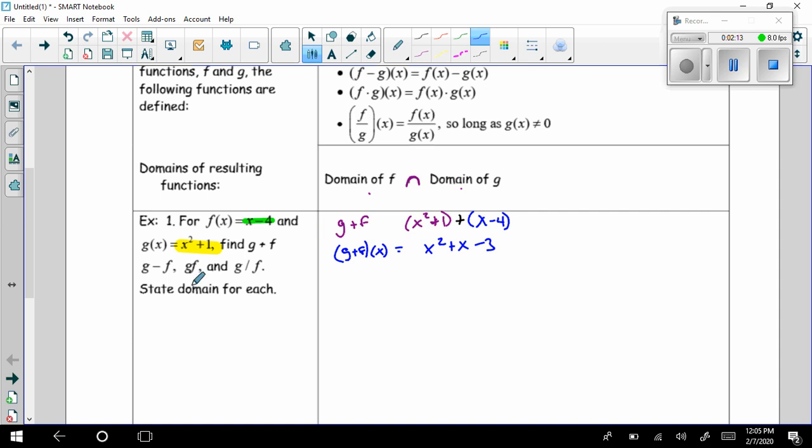I'm going to go ahead and do the rest of these fairly quickly. So g minus f, make sure you watch your signs there. Again, I have that x squared plus 1, but this time I'm subtracting the x minus 4. With that in mind, everything in there will switch signs. So I have x squared minus x, this becomes plus, so I have plus 5.